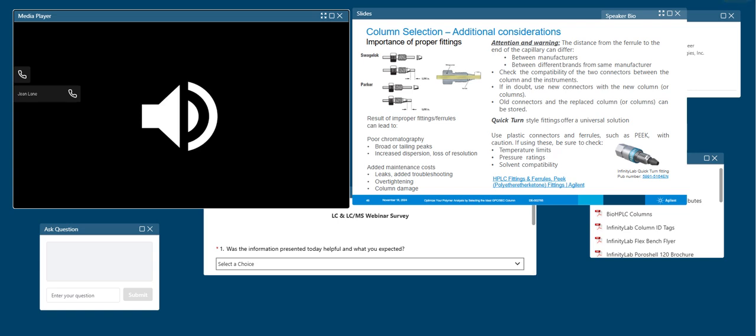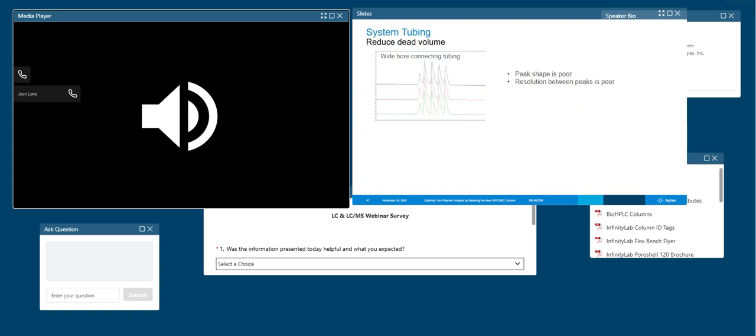Plastic connectors or ferrules such as PEEK, just use these with caution. Before using, be sure to check the temperature limits and the pressure ratings for these fittings. If we talk about fittings, we must also talk about tubing. It's important to work with tubing that's appropriate for the size column you're working with. This is especially important in the sample flow path. Having tubing that's too wide or too long can contribute to extra column dead volume and negatively affect your chromatography.